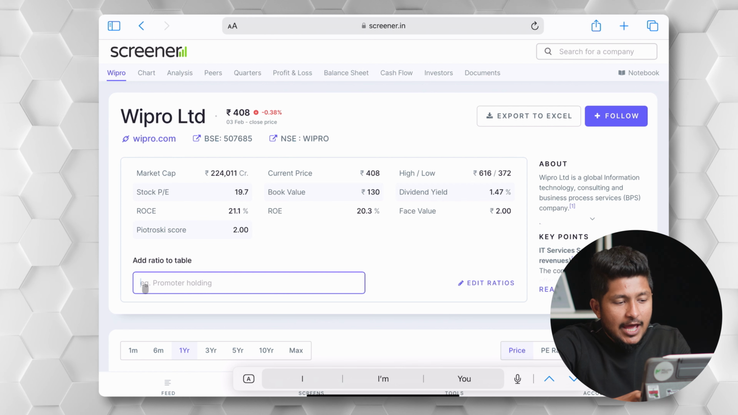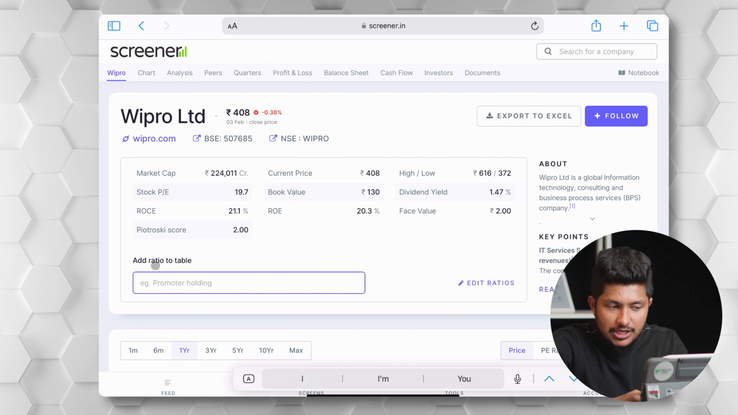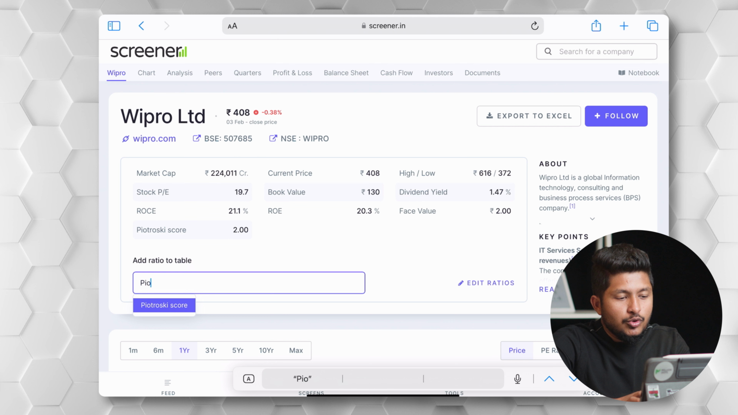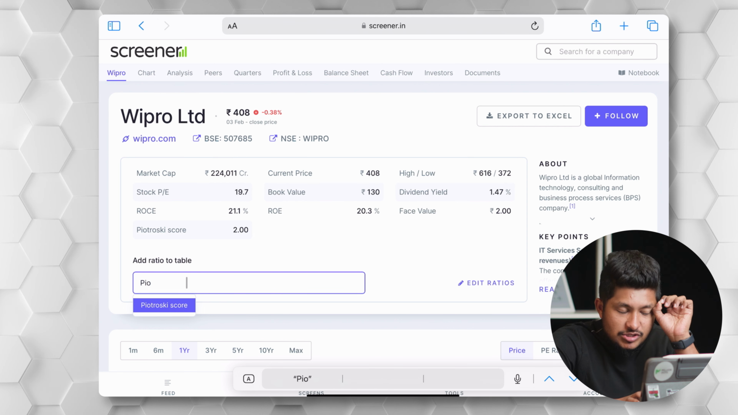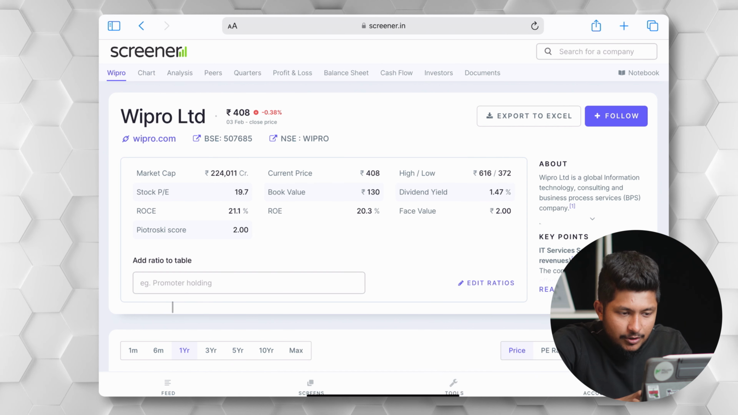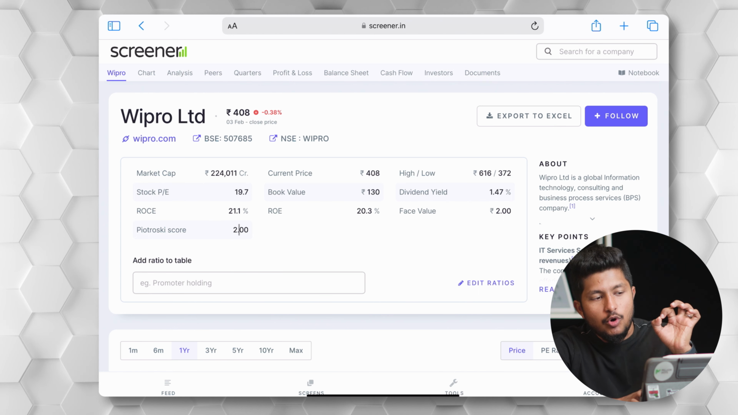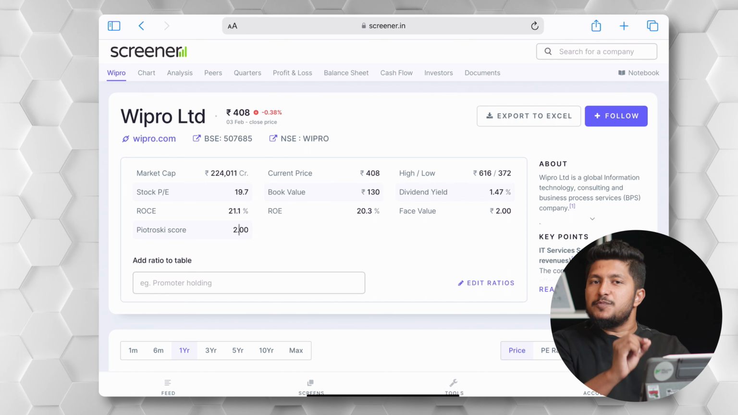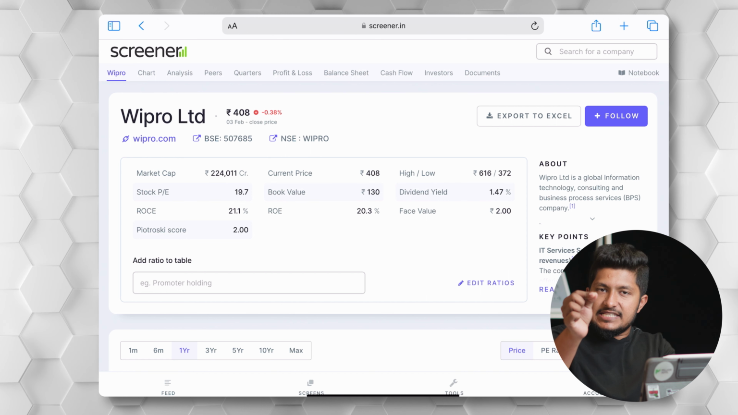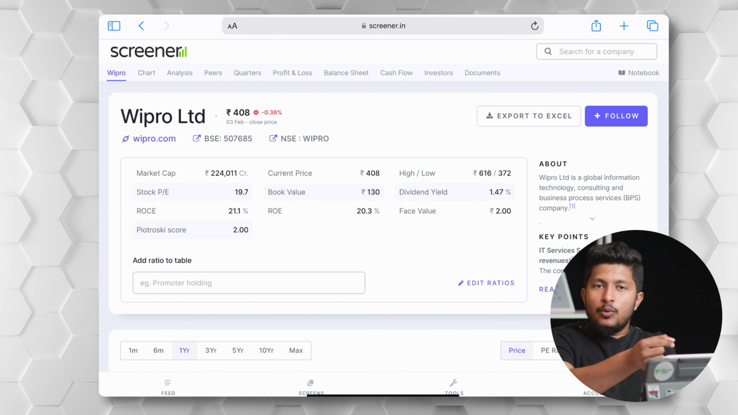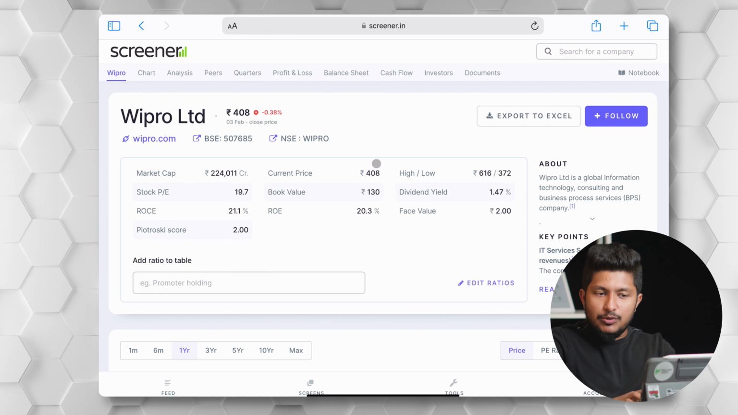Here you have an option called add ratio to table. Here is where you should type out Piotroski score and you can click on the Piotroski score. It will be added here. You can see that the Piotroski score of Wipro is 2. By looking at this Piotroski score, you can clearly answer this, right? Is Wipro worthy enough for you to invest? It's a good question, right?